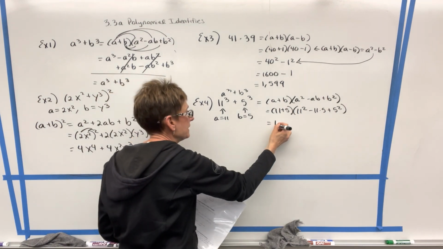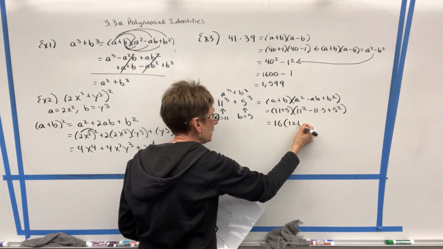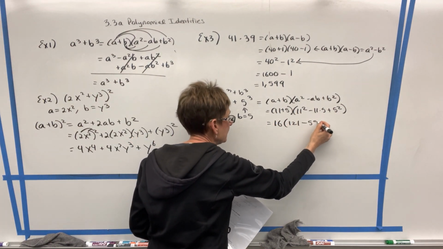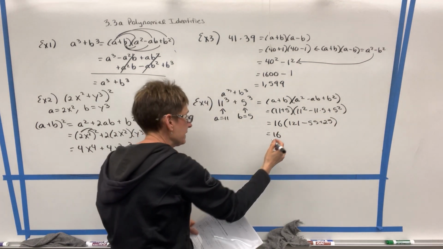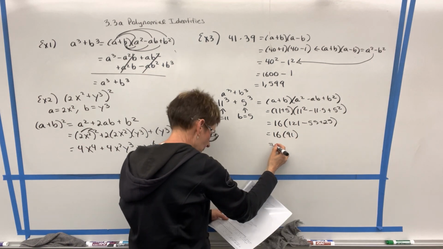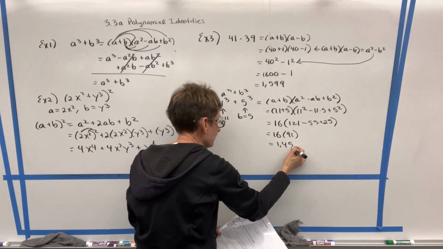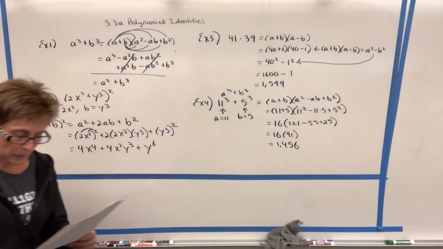11 plus 5 is 16. 11 squared is 121 minus 55 plus 25, or 16 times 91, which is the same thing as 1,456.